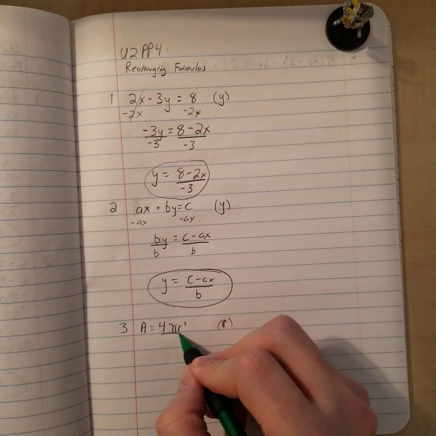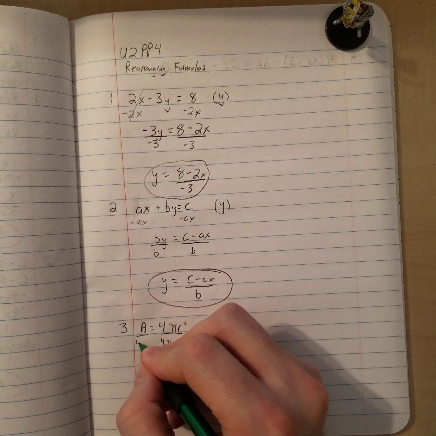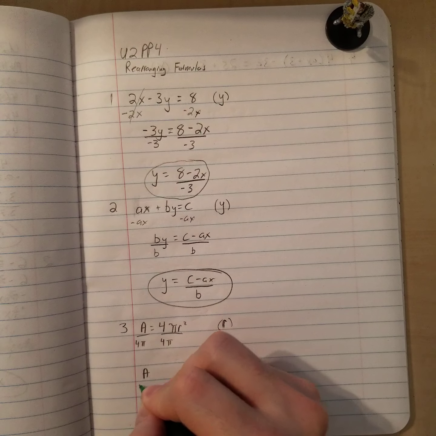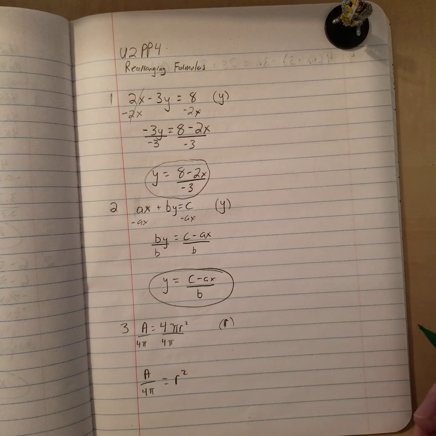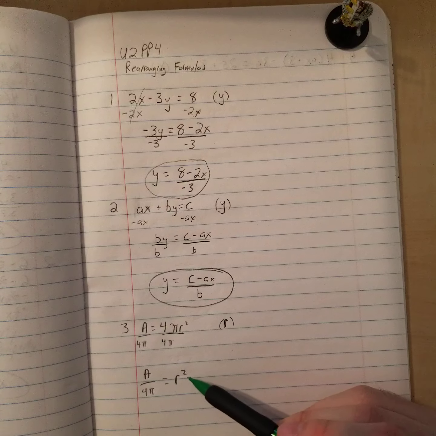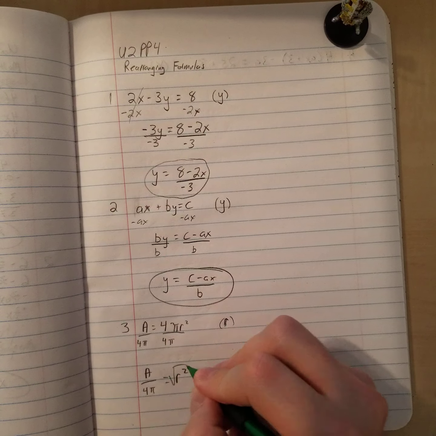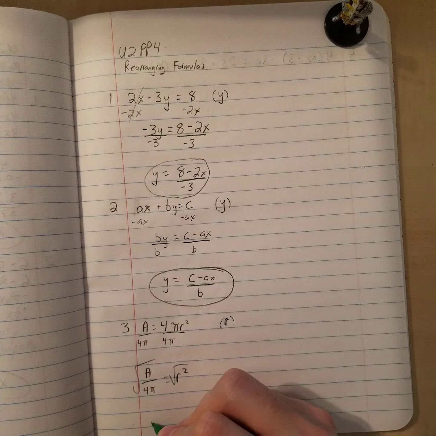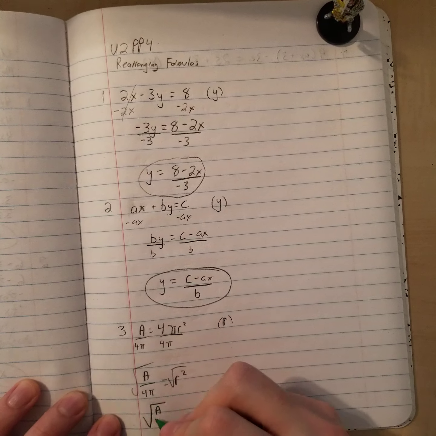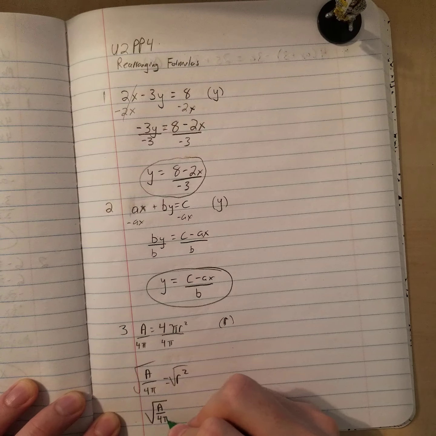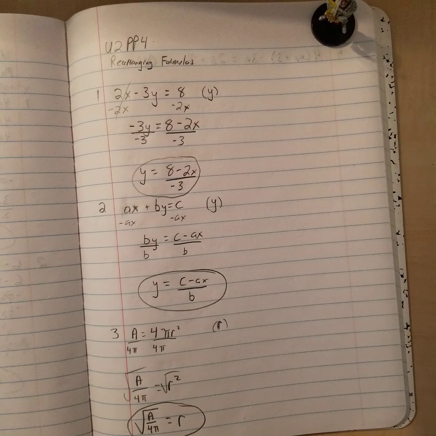To start out, we can eliminate the 4 pi by dividing by it because 4 pi is being multiplied by the r squared. So we'll have A over 4 pi is equal to r squared. And to undo squared, to eliminate the squared, we need to do the opposite of squared, which is square root. So I'll take the square root of both sides, and my final answer will be the square root of A over 4 pi equals r. And now we have isolated the variable r.